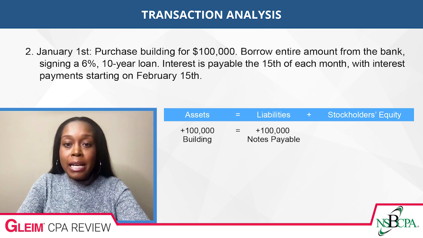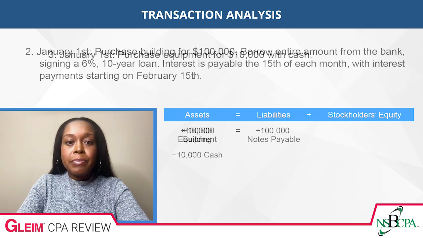We got a new asset, a building, so we show an increase to the assets of $100,000. This transaction also increases our liabilities as we now owe $100,000 to the bank. We will record this amount in notes payable. So far, both of our transactions have shown increases to both sides of the equation. That is not necessarily the case for all transactions. So let's move on to more examples.